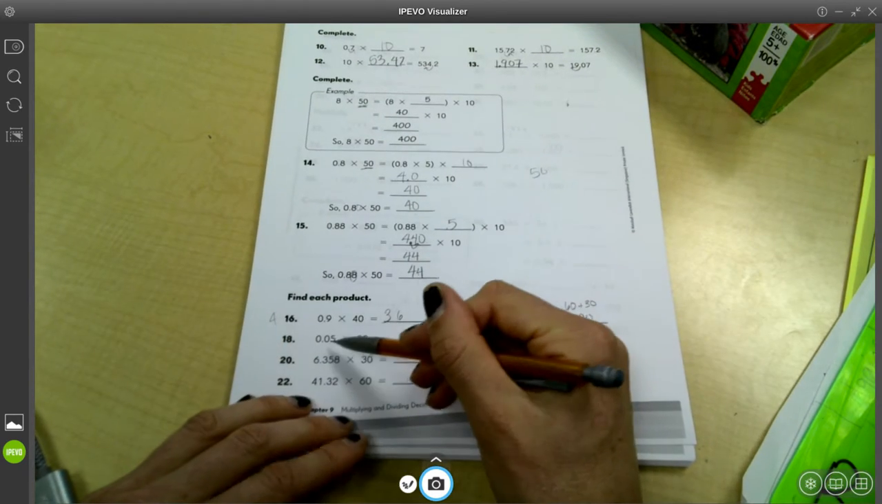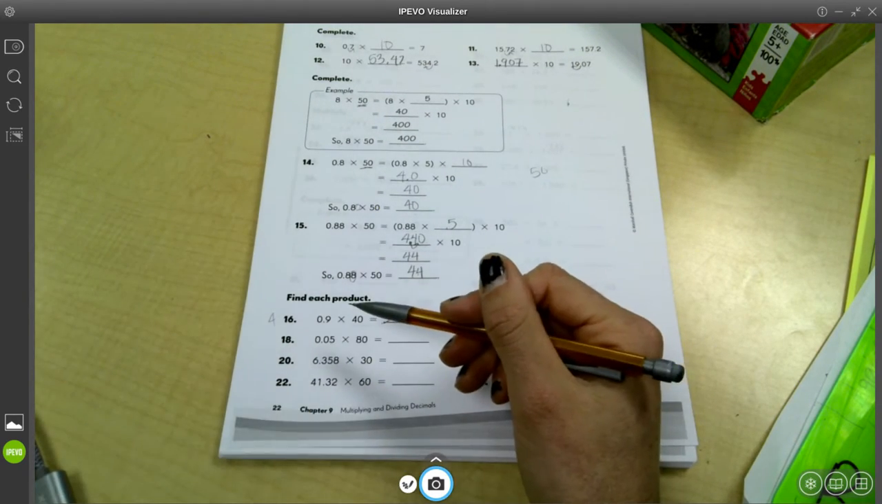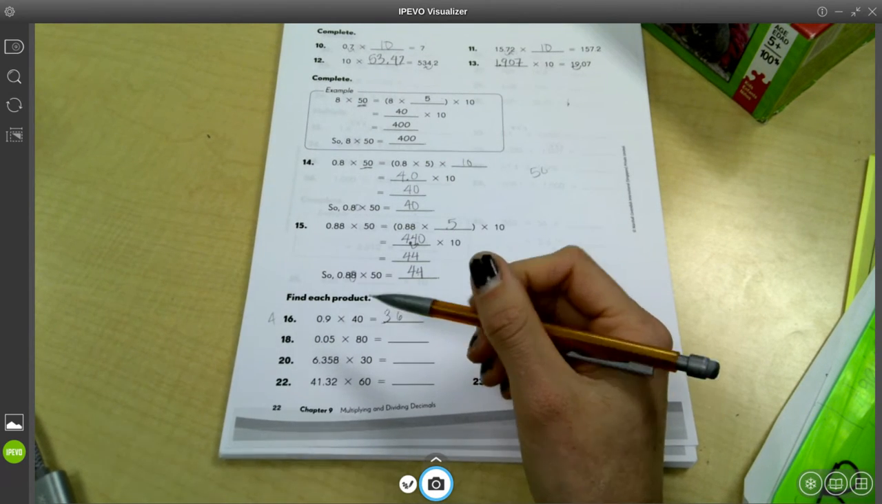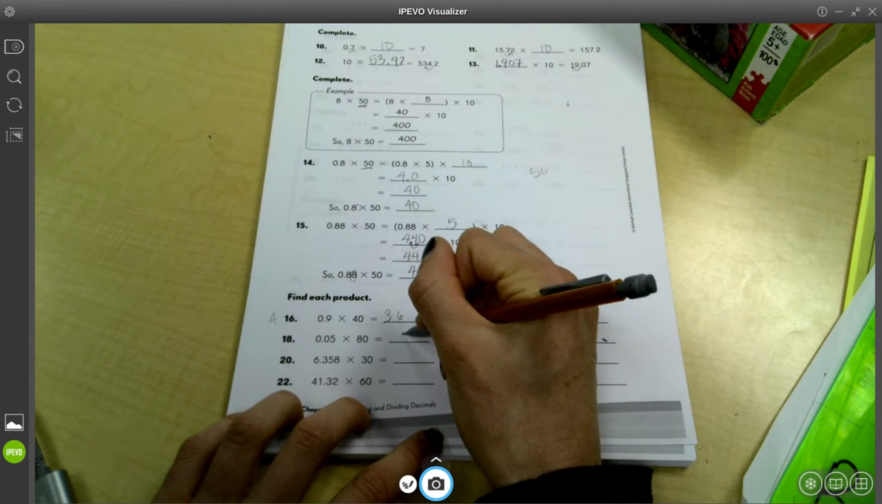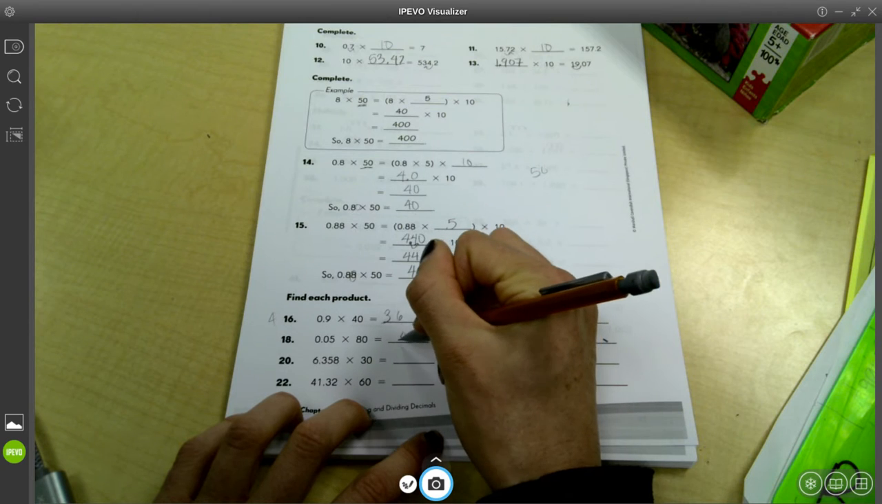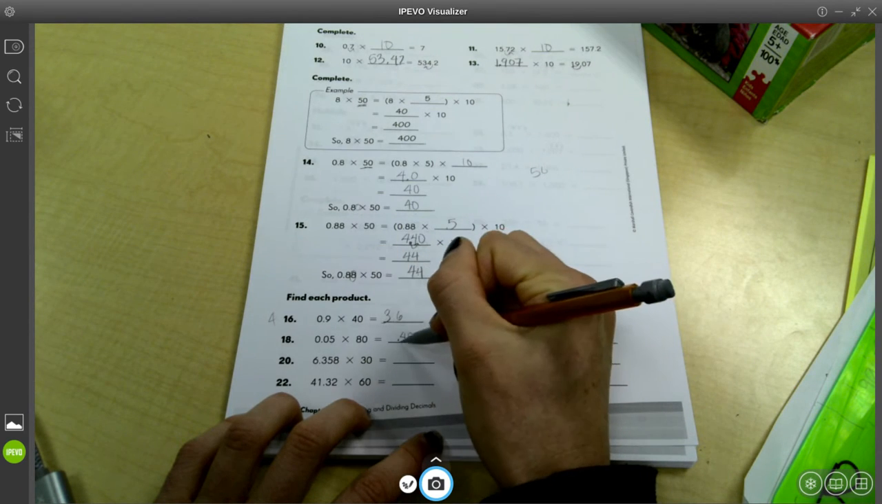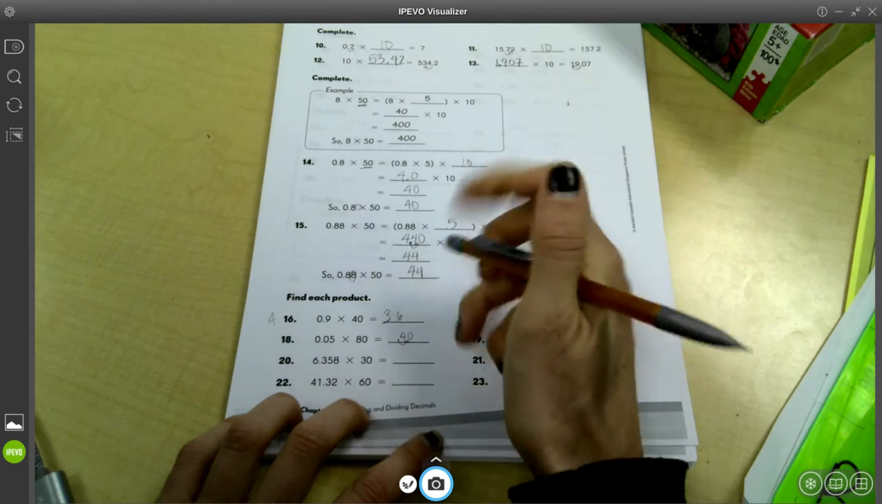All right, here I'm going to go 8 times 5 hundredths is going to give me 40 tenths. And then I'm multiplying by 1, so I'm going to end up with 4.